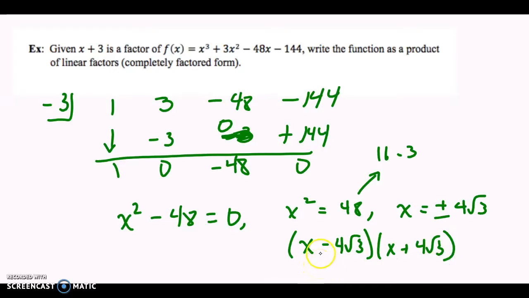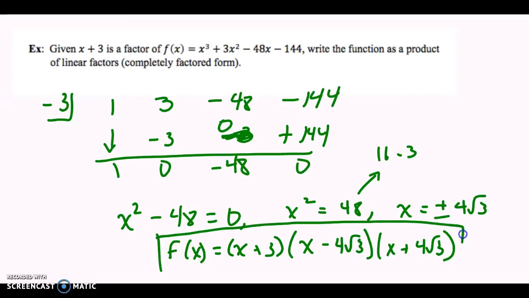And the function, as the product of all three factors, is x plus 3 times those two remaining factors, and this is equal to the same function that we started with, f of x. You're welcome to multiply those out to verify on your own. I like this stuff. This stuff is fun.